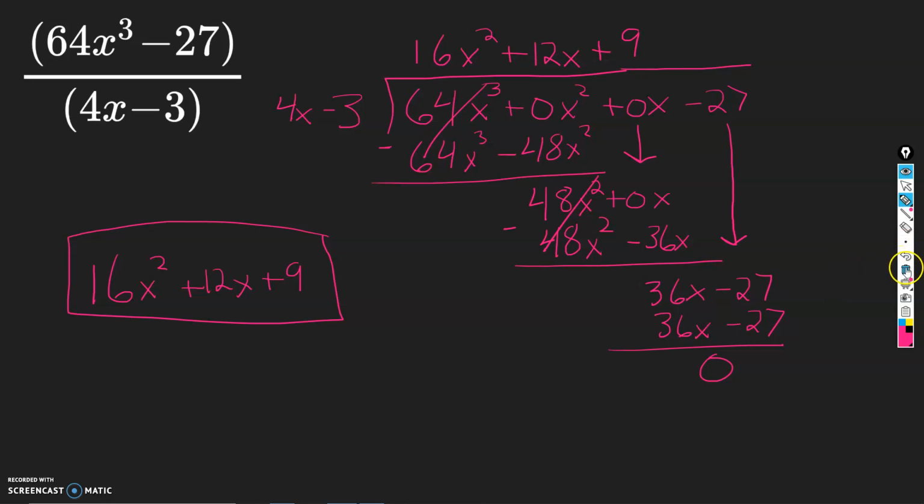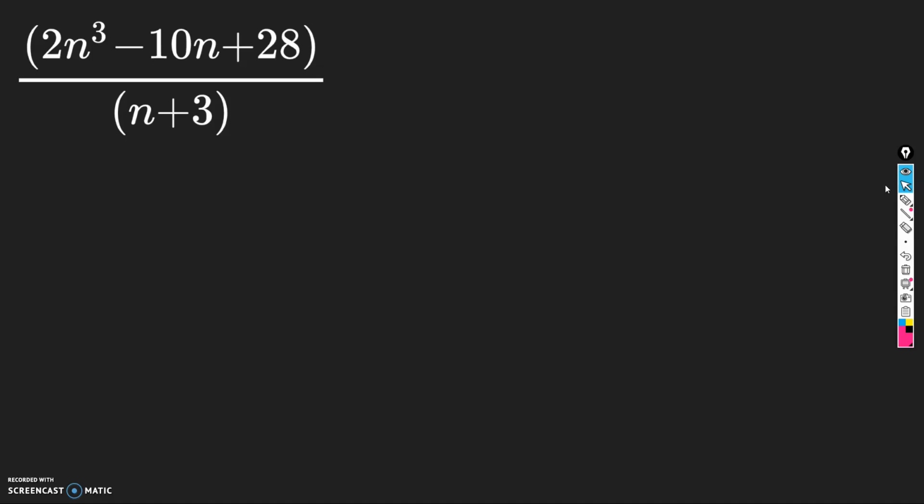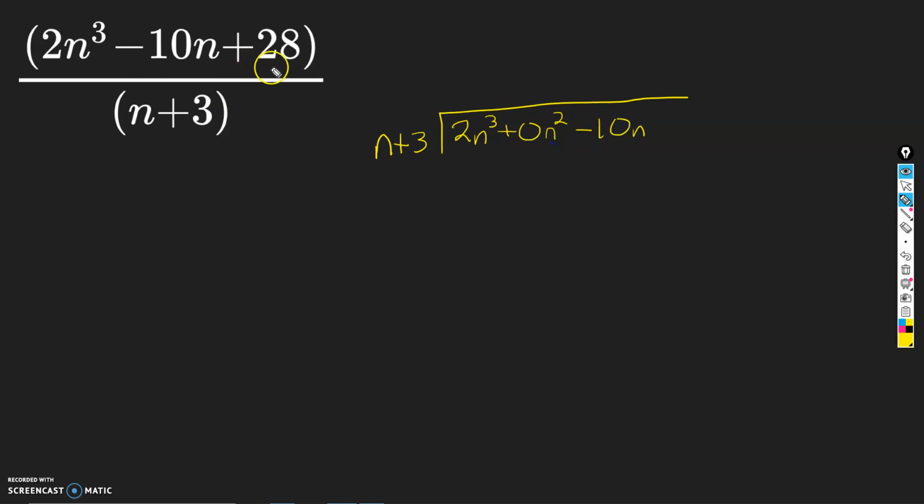Okay. Alright, let's do another one. And this is going to be our last example for the day. And I don't know, let's use yellow since we're going on a different color scheme. Alright, so we're dividing by n plus 3. So that goes out in front. 2n cubed, there's no n squared, so plus 0n squared, minus 10n, plus 28.